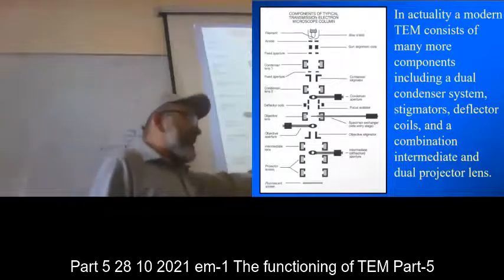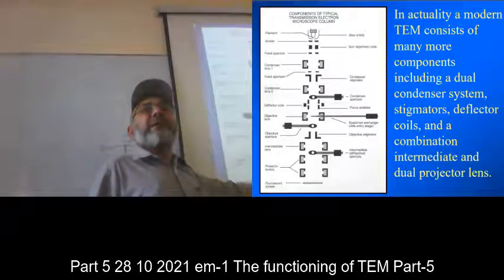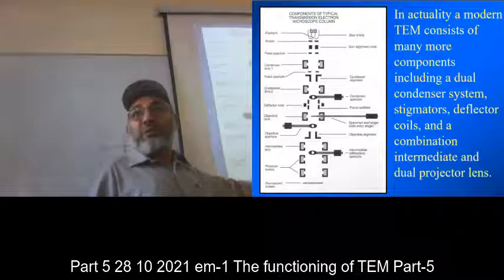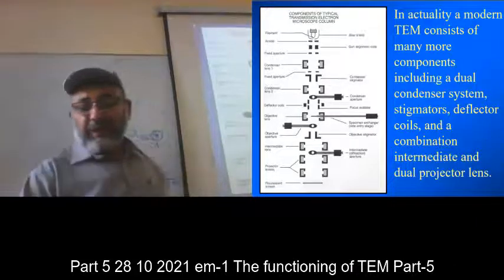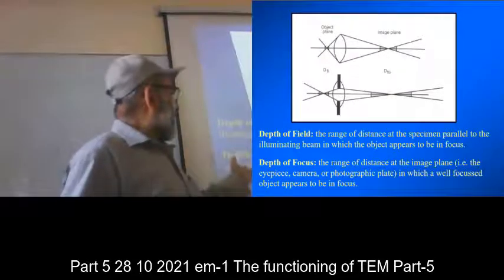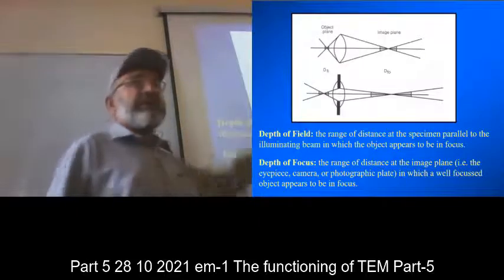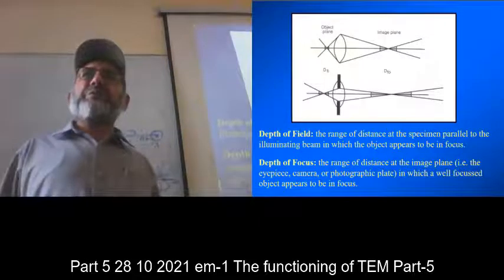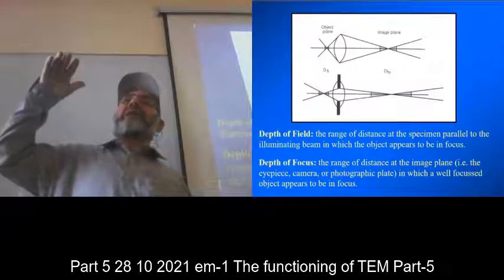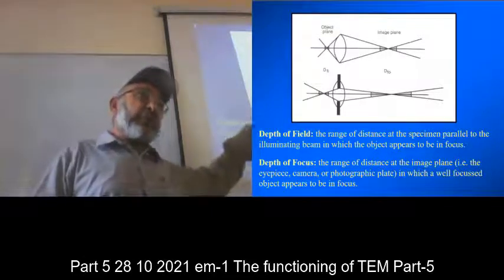You will see the image in proper focus here, but when you image onto the photographic camera, that will not be in focus. And that is the benefit of electron microscopy, that if you have that depth of focus and depth of field, it allows you to take the images slightly down and slightly above the exact focus.